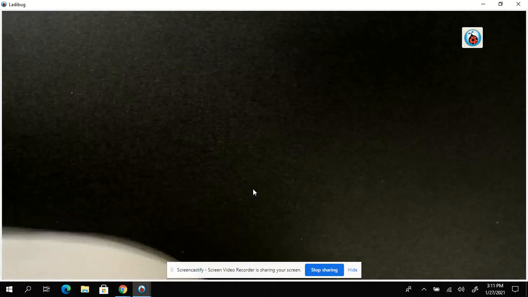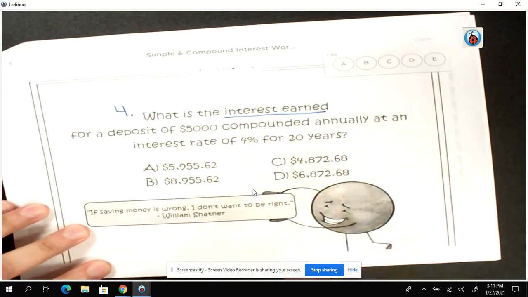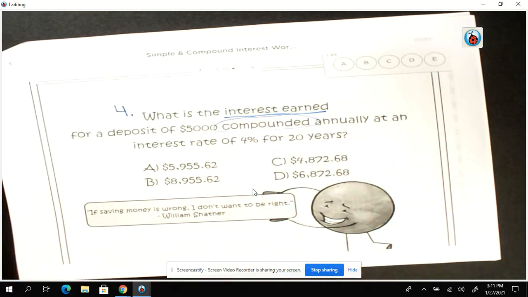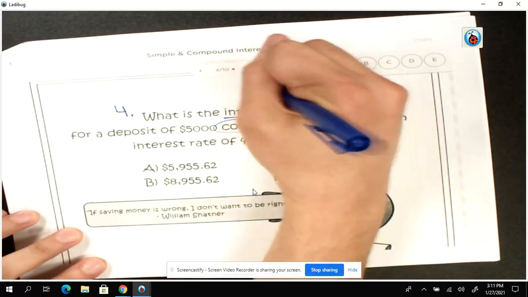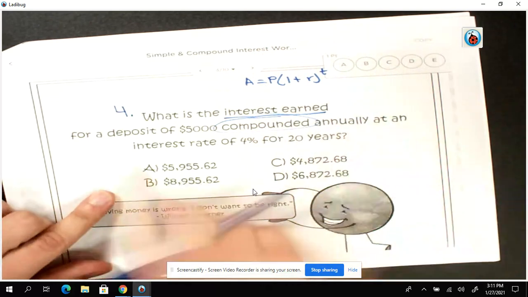All right, let's move to number 4. Okay, so this one says, what is the interest earned? So it looks like we're going to be looking for I, interest, for a deposit of 5,000 compounded. Okay, we're dealing with compounded, so we're not even going to deal with I equals PRT. Forget it. We're going to be dealing with A equals P times 1 plus R to the T power. Annually at interest rate of 4% for 20 years.